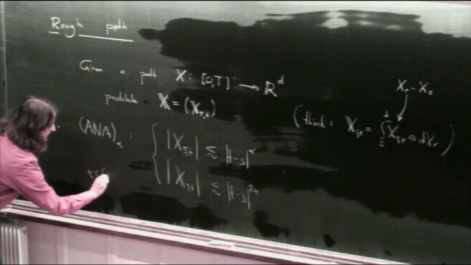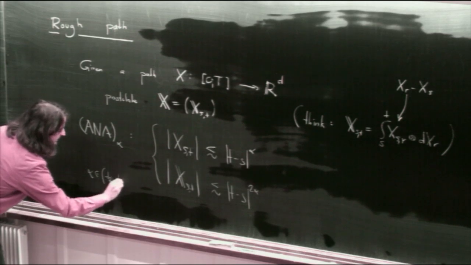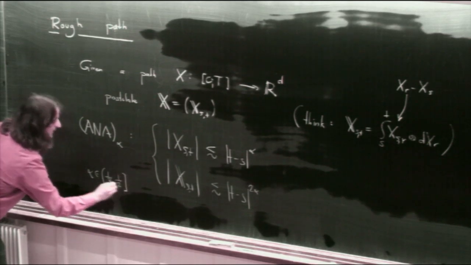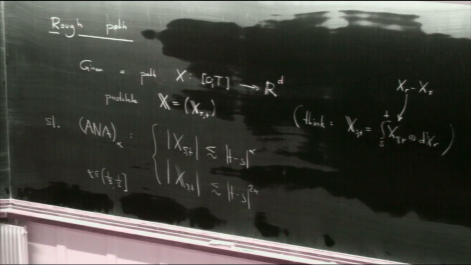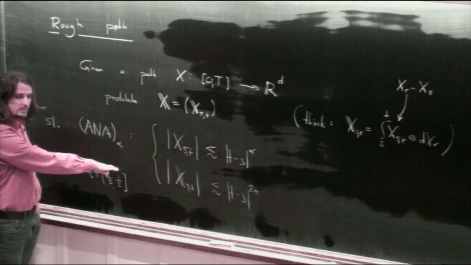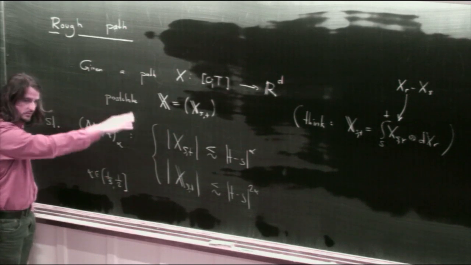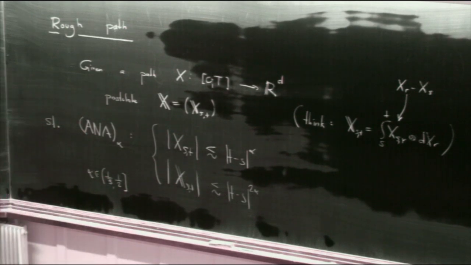will be between a third and a half. And as far as the deterministic theory goes, you can take alpha equals 1/2. Right? It's in this regime here. If you apply it to Brownian motion, you will have typically alpha 1/2 minus a little bit. Yeah?